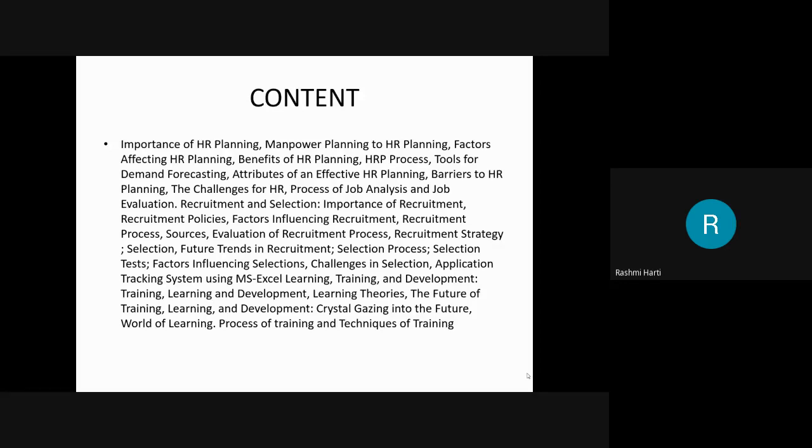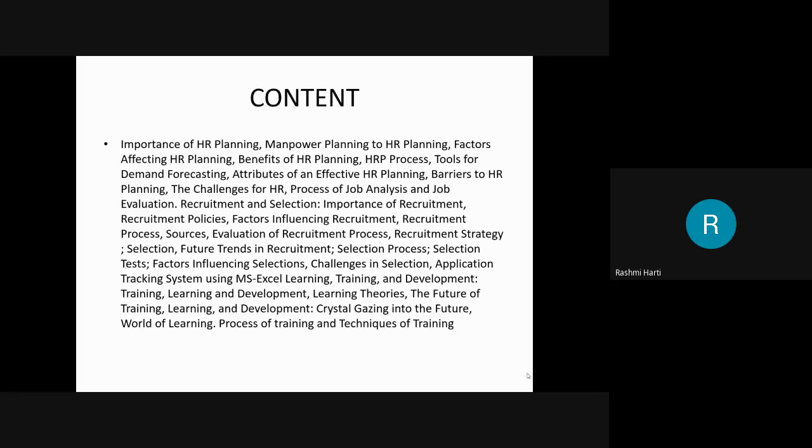And then you have the next part, that is training and development. Here you will be learning what is training, meaning of learning, meaning of development, then training versus learning versus development, learning theories, future of training, crystal gazing into future of learning and development, world of learning, process of training, and various techniques of training. So this is all about your second module.